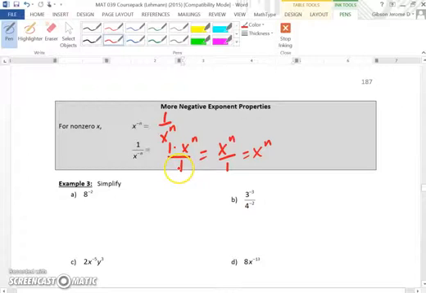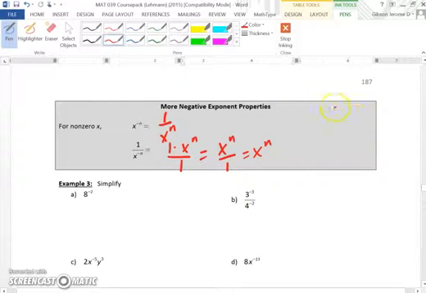Does everyone follow that? Okay, now, one thing I want to show you as well. I showed you the practical way of doing this, but I need to show you the mathematical application of this, as to why 1 over x to the negative n becomes x to the n.